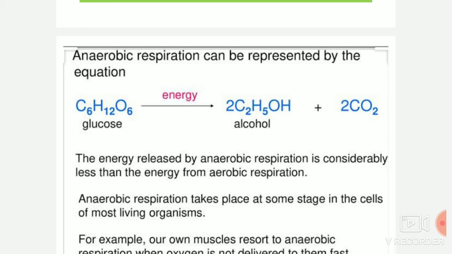Anaerobic respiration takes place in some stages in the cells of most living organisms. For example, in the muscle cells, when we do a lot of exercise, the cramps we get are due to anaerobic respiration. So the rest of the things we will cover in the next clip.